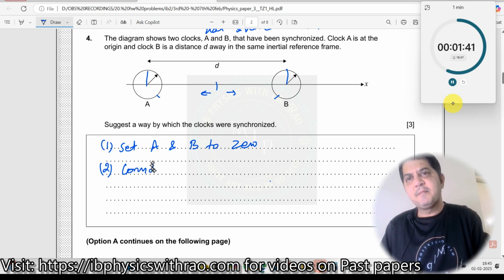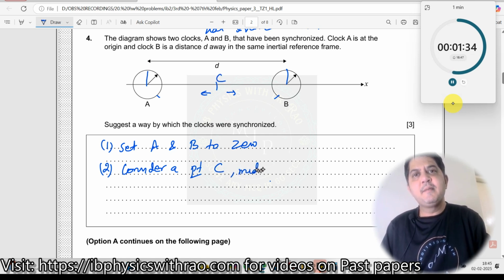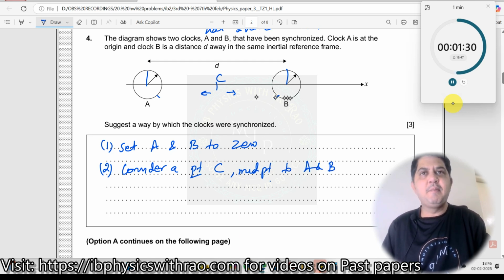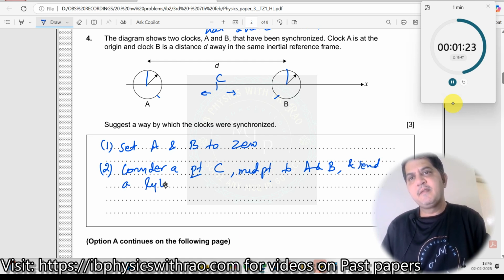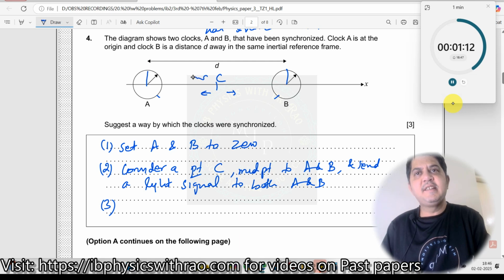Consider a point C, midpoint to A and B, and send a light signal. Send a light signal to both A and B from there. So what happens now? The light signal travels like this. This light signal travels like this.